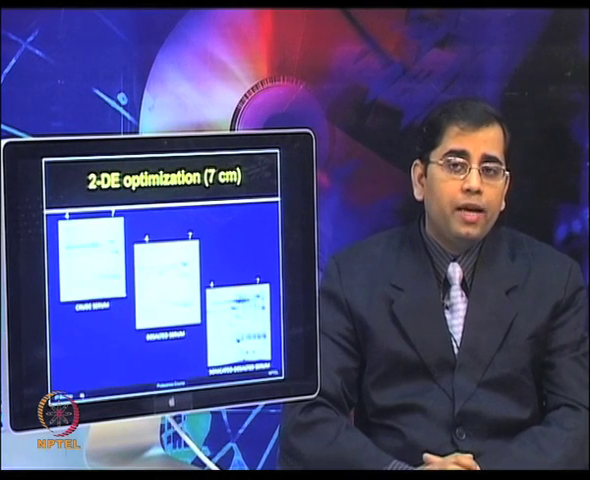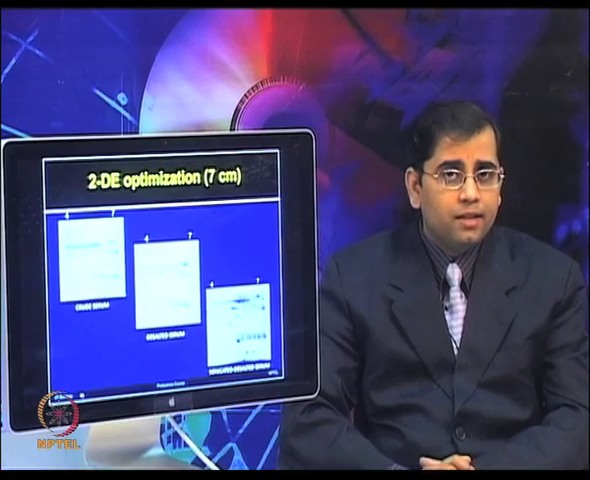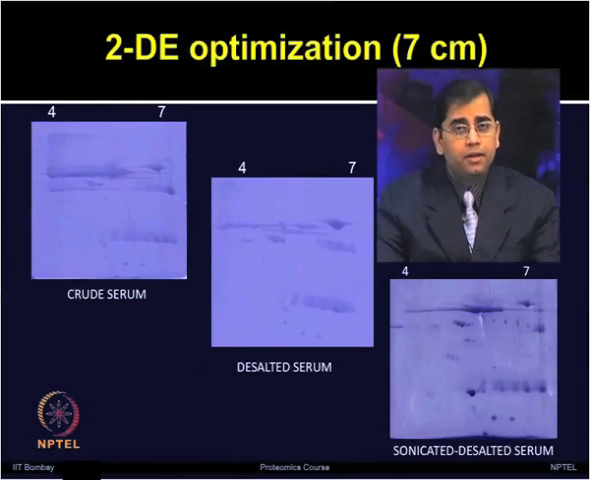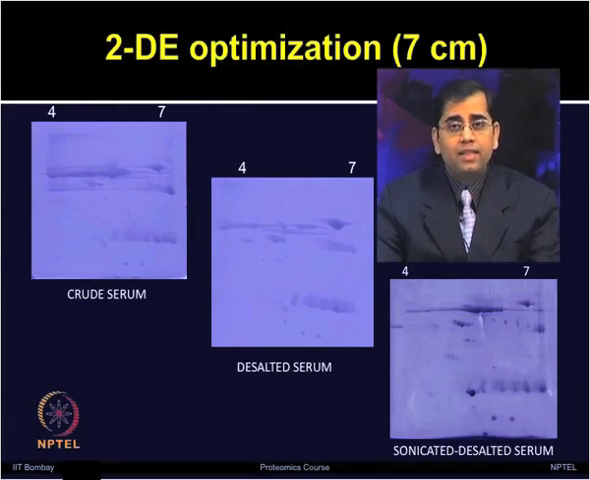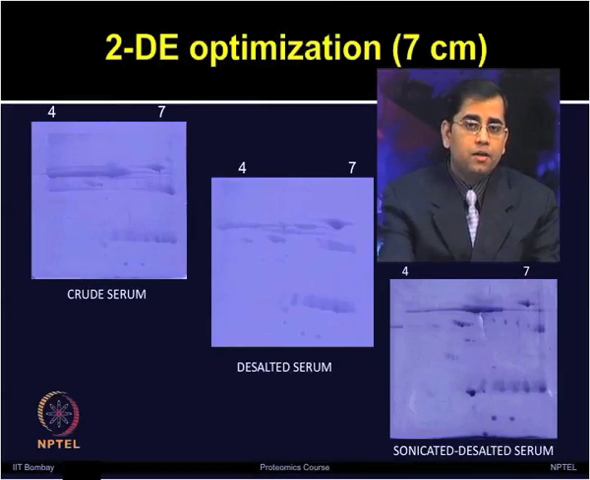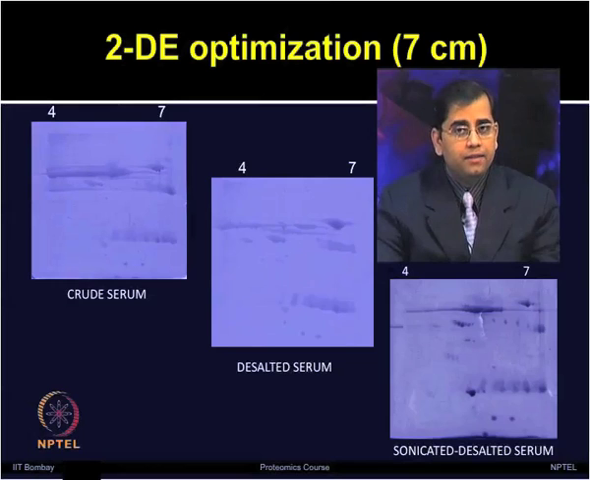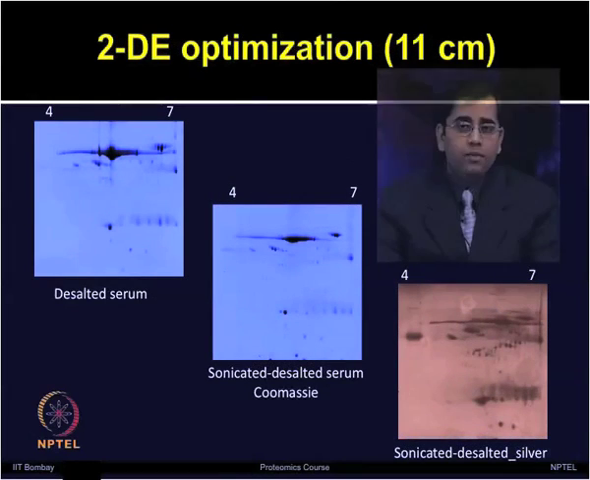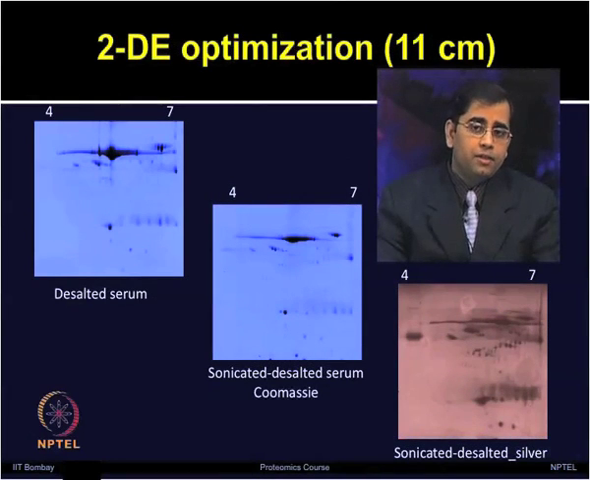We also tried to see how many proteins we can separate on the small gels, and as expected the small gel of 7 centimeter cannot provide a very large number of proteins, but even these gels can be used for the standardization process. As you can see, starting from the crude serum to the desalted and then finally sonicated and desalted gives us better coverage of the proteome. We tried the same with the even larger 11 centimeter strip, and it was again quite convincing.